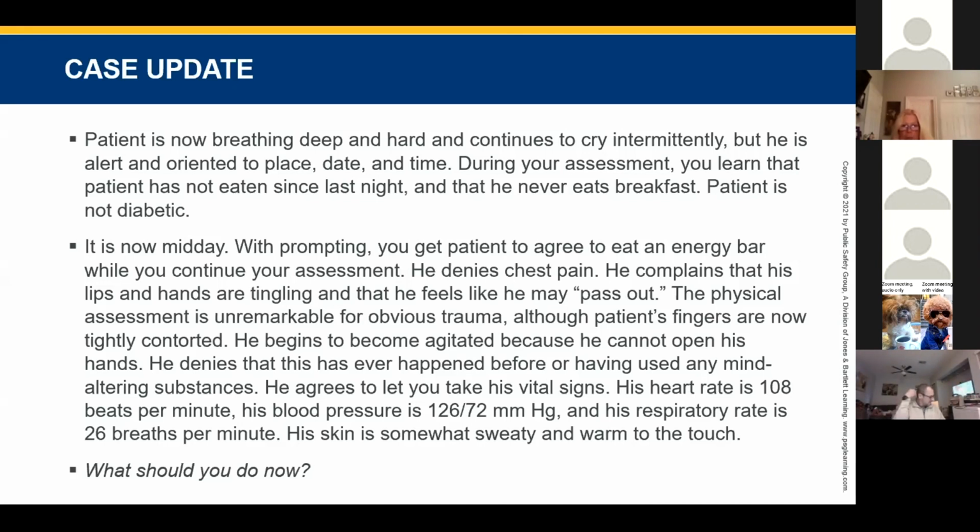The CO2 level, you know, his skin is somewhat sweaty and warm to the touch. Okay, so now we have a picture. We painted the picture of this person. What should you do now?